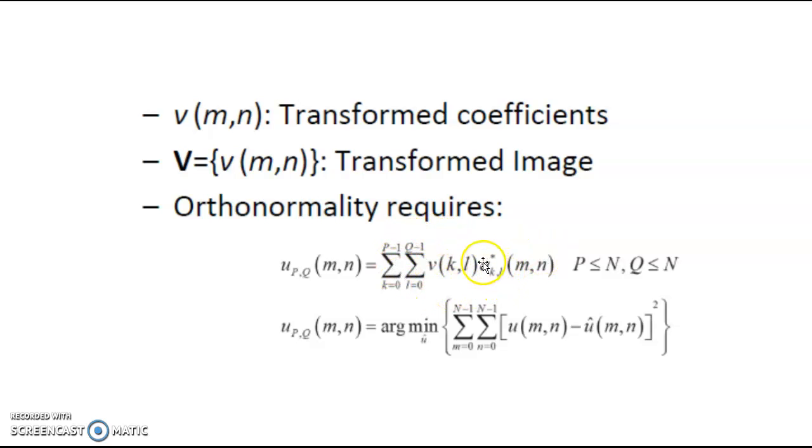So if I truncate the sequence like this, the value I obtain for U_MN by truncating to P and Q will have minimum error. That is, when I take the mean square error between the original value of U_MN and the truncated value, the error will be minimum. That is a condition for orthonormality. That means if I know the transformed coefficients, from a fewer number of coefficients I can recover the original image. That is the advantage of using this transform.